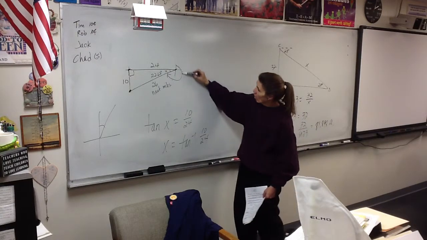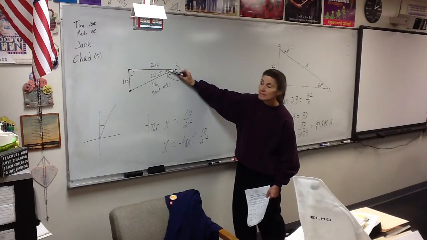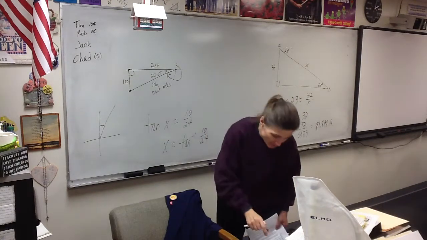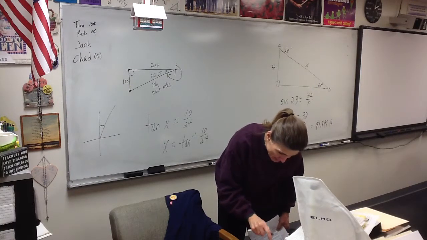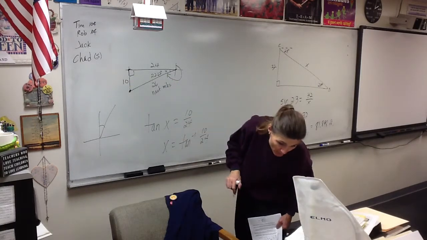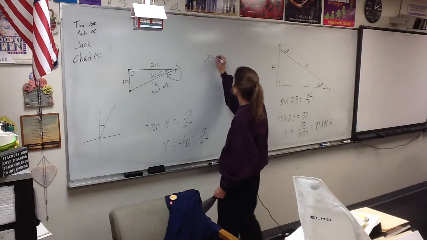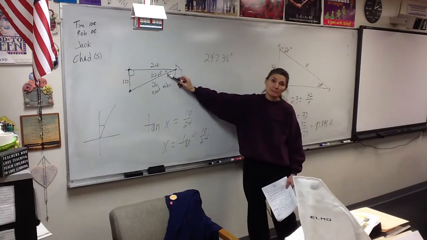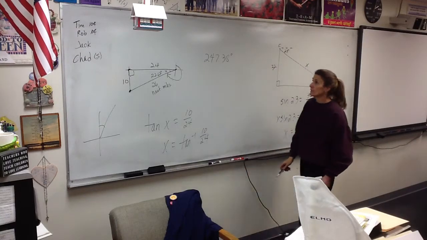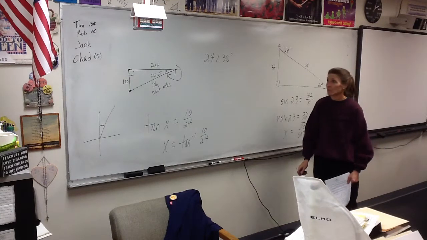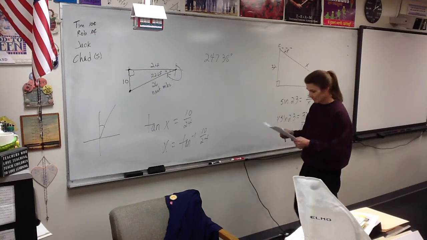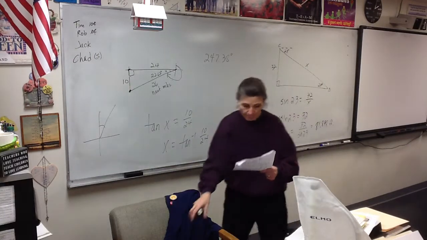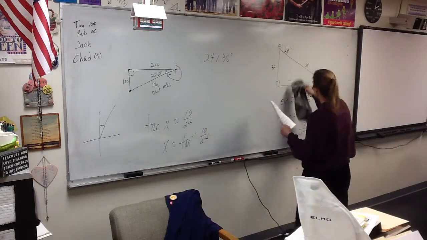So if he went all the way to here, it would be 270. He's not going quite that far. So to get his direction, we'll simply take 270 minus 22.62, and we get 247.38. So his direction, measured from due north in a clockwise direction, is 247.38 degrees. Okay, now we are walking.